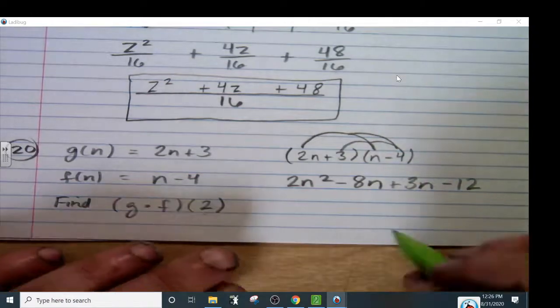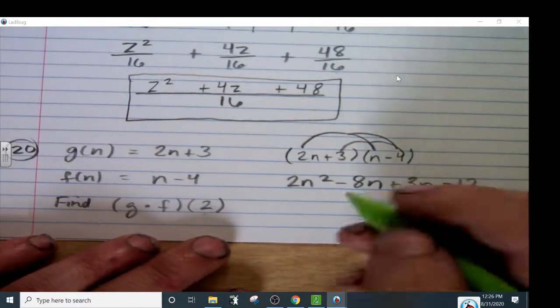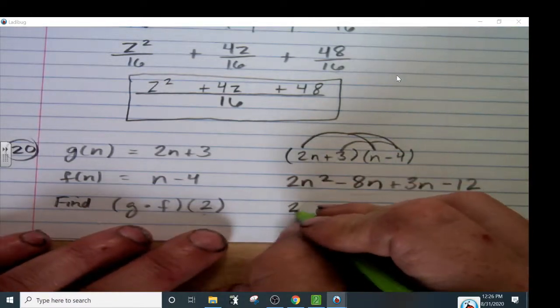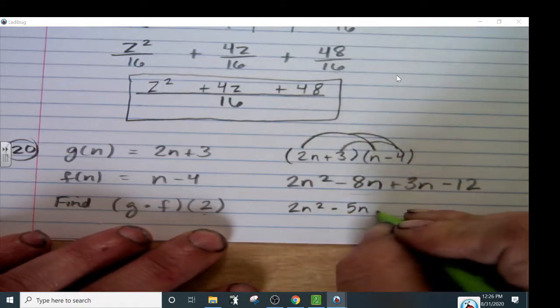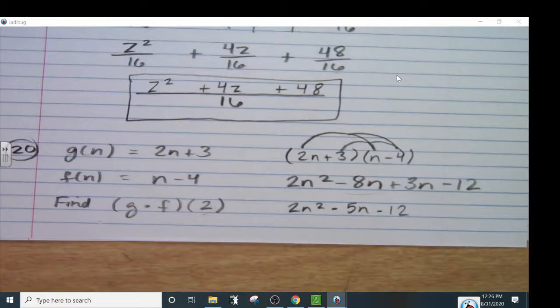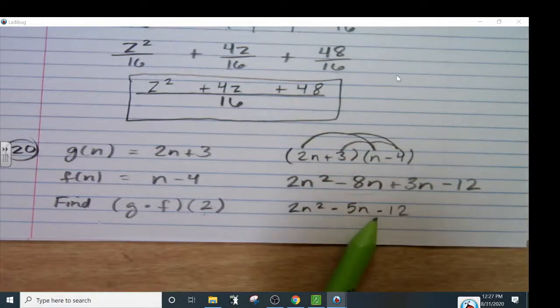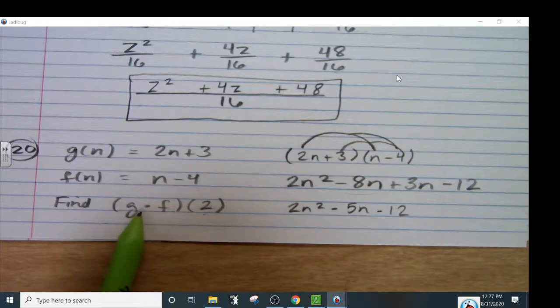Okay, now, combine our like terms. So I combine my like terms. Now, is that going to be my answer here? What y'all think? We did this part, right? We did G times F, but we haven't done this part yet, right?